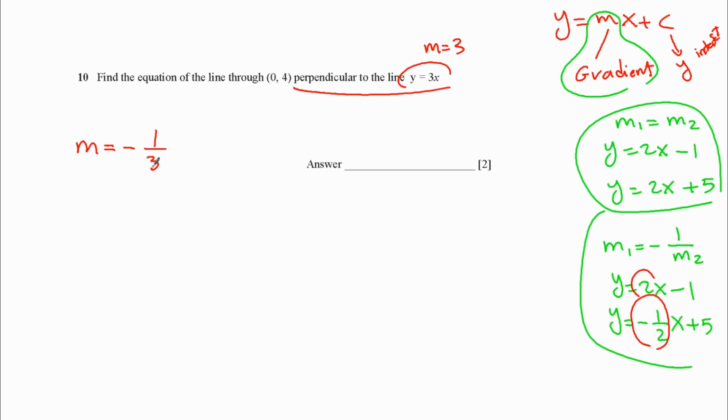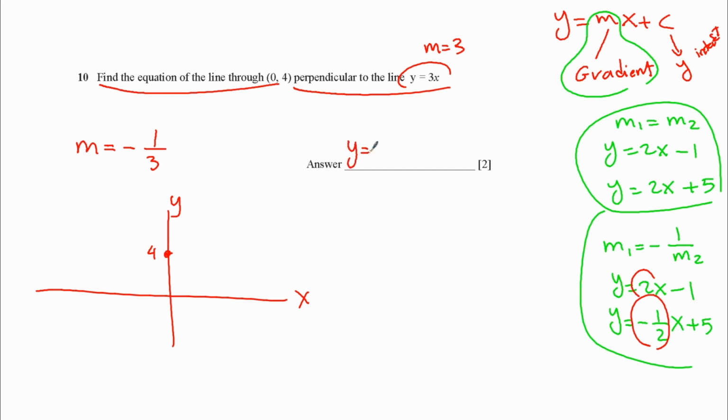Now we have the gradient of the line that we want to write the equation for, and we also know that the line passes through (0, 4). Where is (0, 4)? If you look at the xy axis, (0, 4) is somewhere on here. In a way, it is the y-intercept. So it is the y-intercept, which makes our job in solving this problem much easier, because all you need to write now is y equals minus 1 over 3 x plus 4, because we know that the y-intercept is 4.